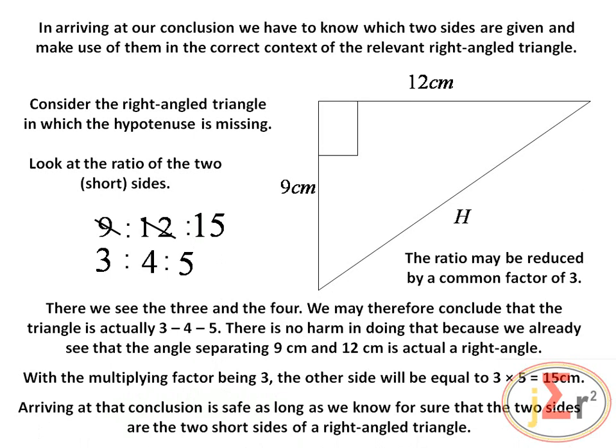Arriving at the conclusion is safe as long as we know for sure that the two sides are the two short sides of a right-angled triangle, and we are sure because we have the right angle there. It is said that it is a right-angled triangle, and the two sides that are given are the two short sides. That means neither of them is equal to the hypotenuse.